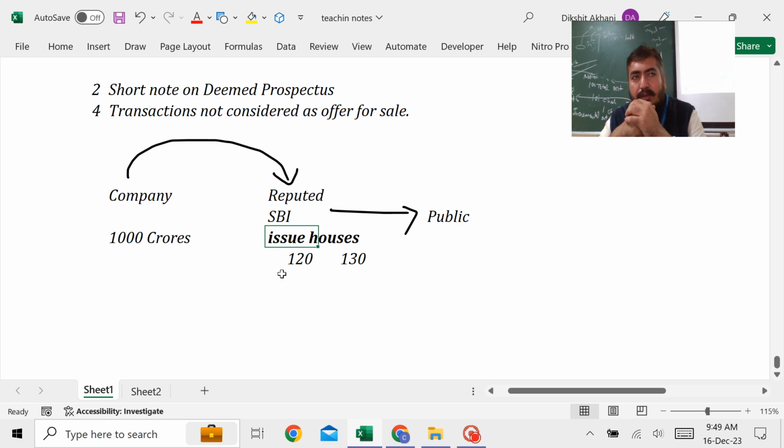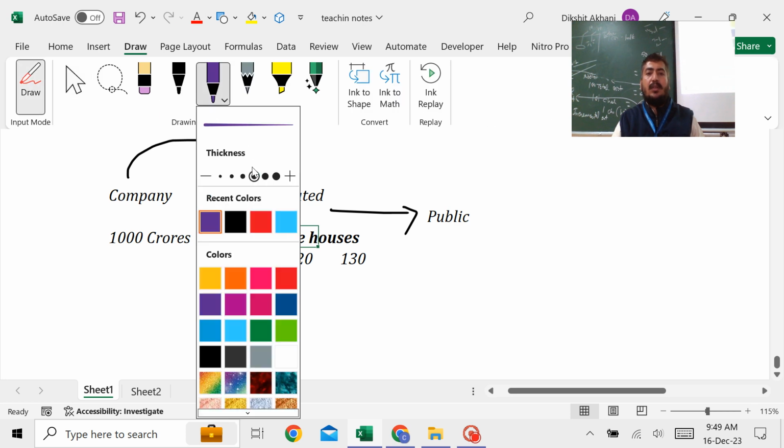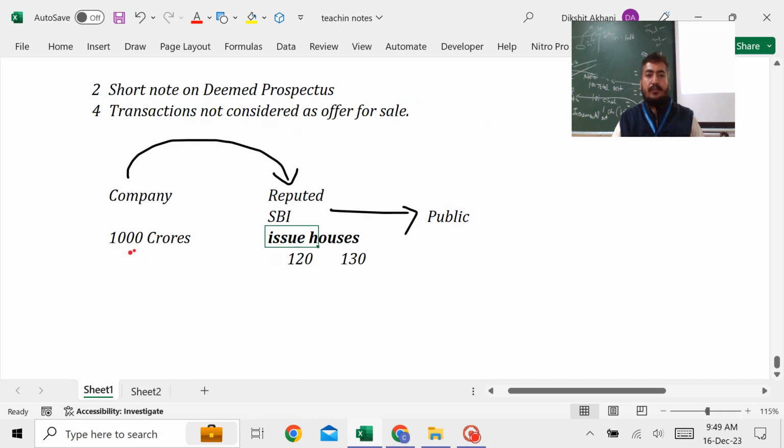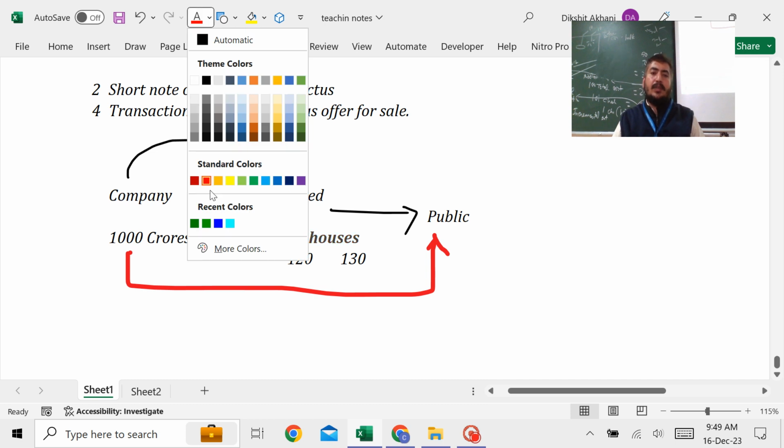This transaction is known as offer for sale. Okay, this entire transaction, what you have learned right now, is known as offer for sale. Pardon? If the company allows SBI to issue the shares, then it's not offer for sale. No, it's not offer for sale. It is just an invitation. But this is called the offer for sale.